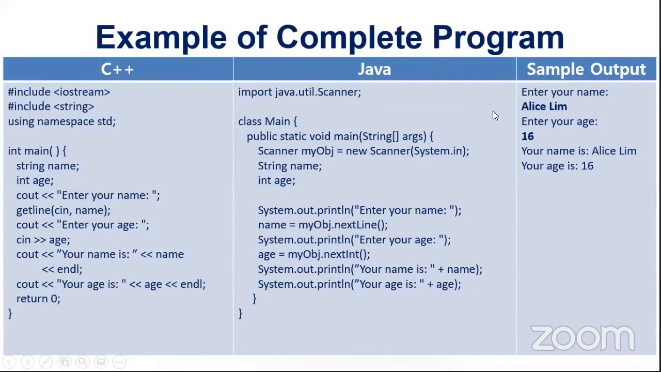Here is the example of a complete program. In the very beginning, you must include the libraries that you intend to use in your program, such as iostream or string. You also must have using namespace std for C++. Here we include the string library because we are making use of the getline function, and iostream because we are using cout and cin. In the Java program, we import the java.util.Scanner class because we are going to instantiate a Scanner object from the Scanner class. And this is your sample output.